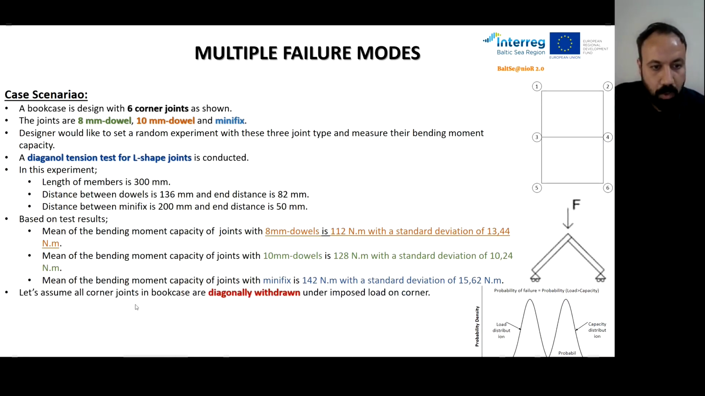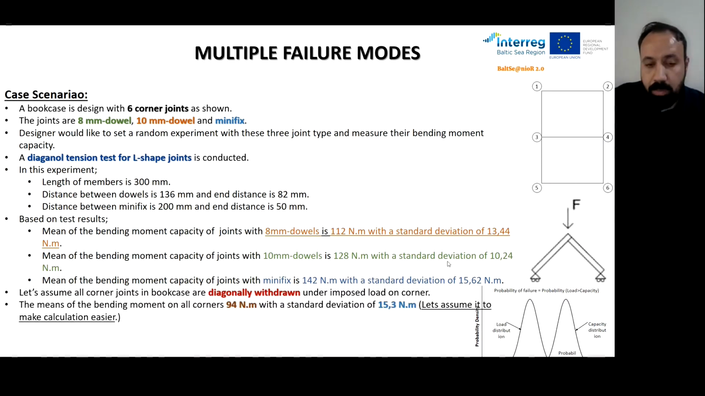So let's assume all corner joints in the bookcase are diagonally withdrawn. So I apply the load. I assume that all joints are diagonally withdrawn. So in some cases there will be compression, but to make my calculation easier, I just assume one loading type. If my joint is under compression, I have to get the result from a diagonal compression test. But to make it easier, I make this assumption.